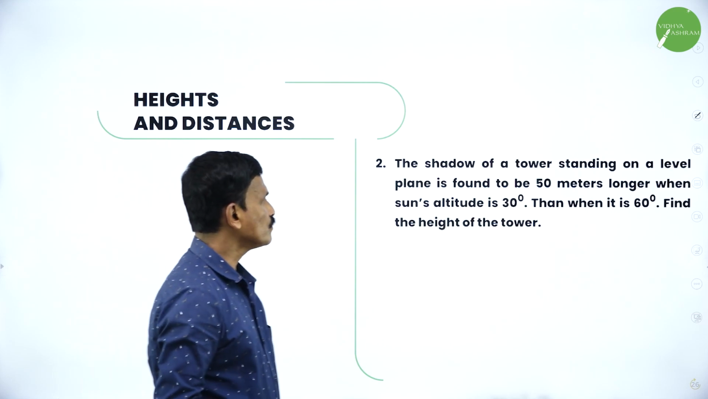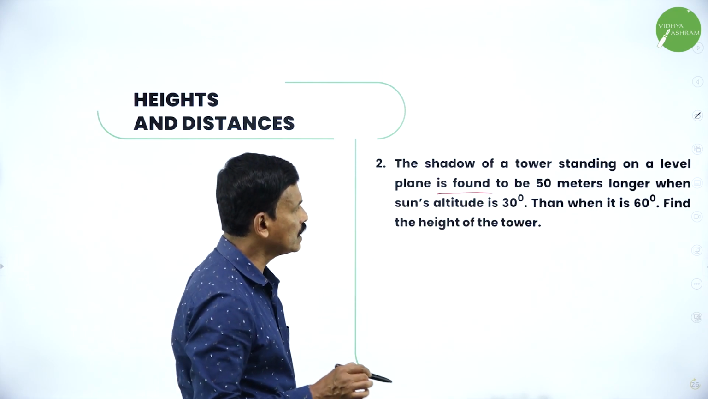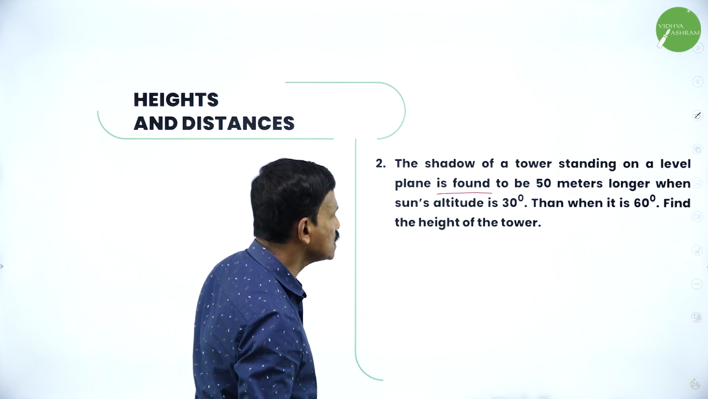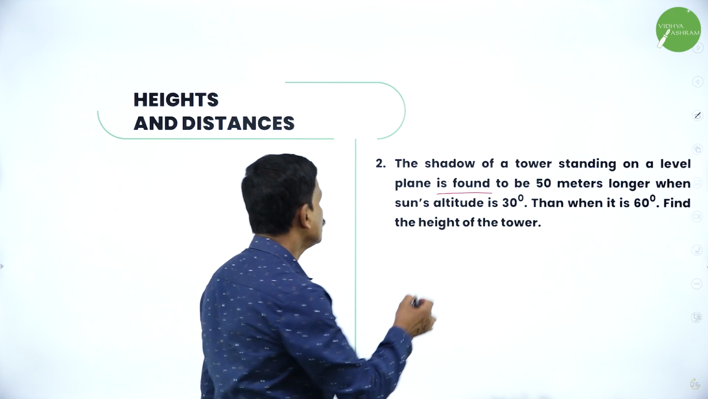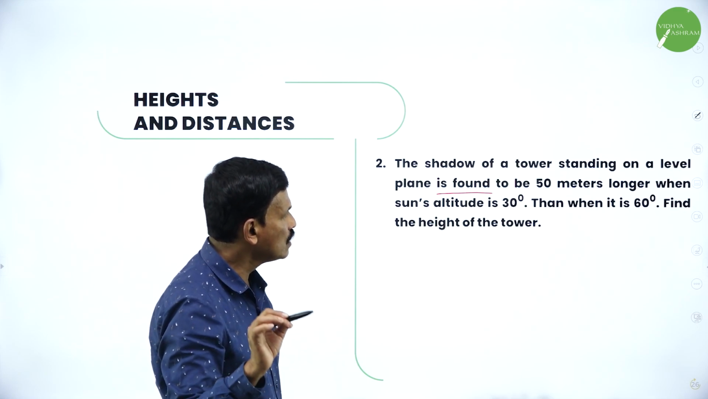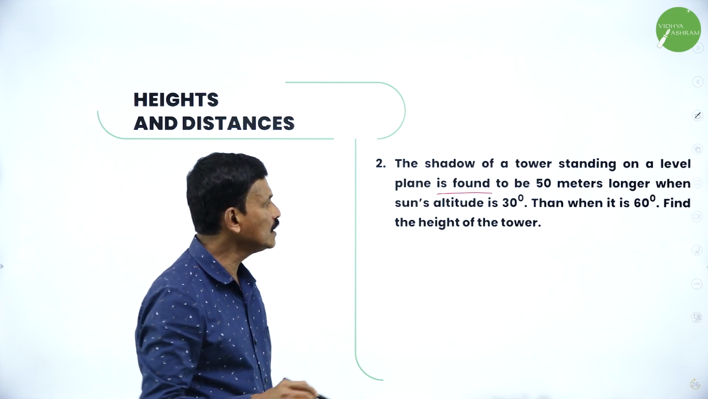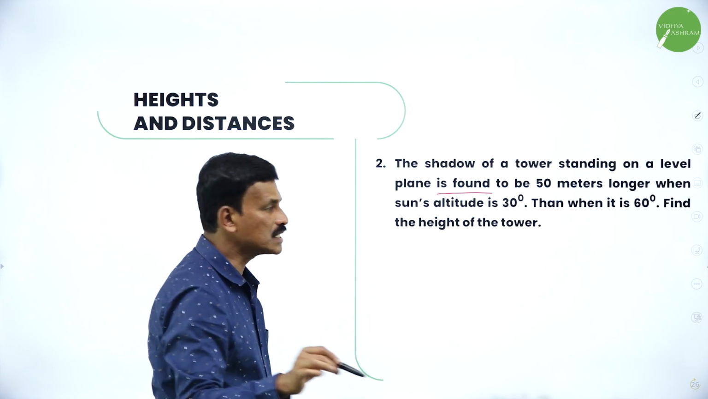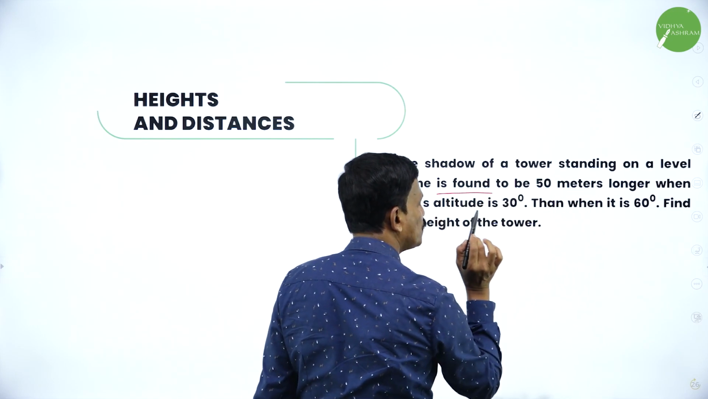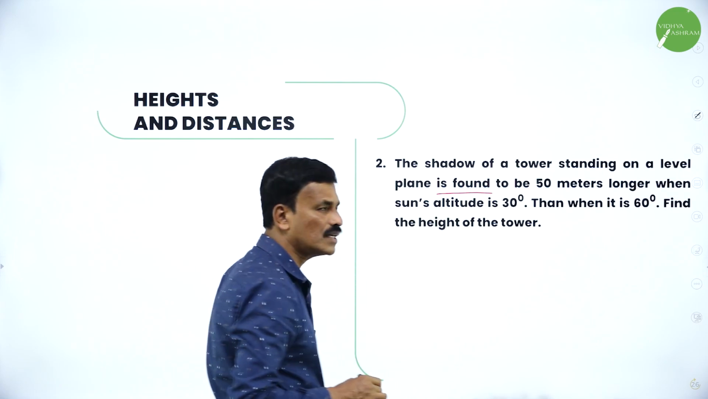What is the problem given? The shadow of a tower standing on the level plane is found to be 50 meters longer when the sun's altitude is 30 degrees than when it is 60 degrees. Find the height of the tower. When theta is equal to 30, and when theta is equal to 60, we have to find the height of the tower.